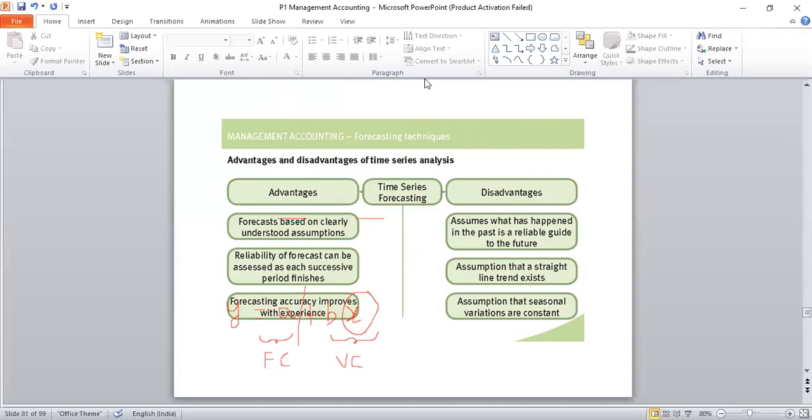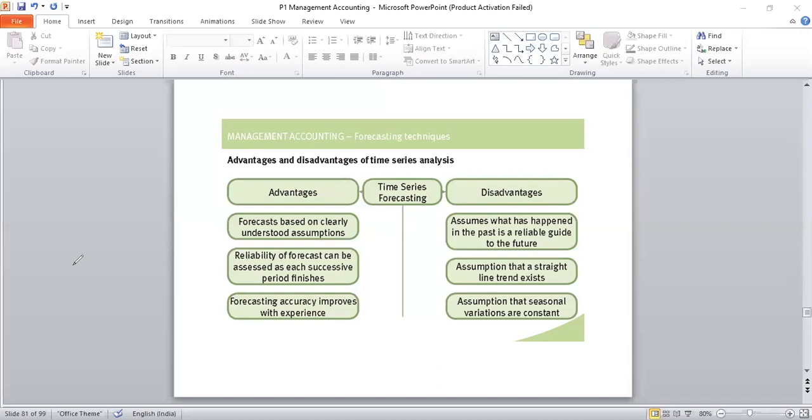So we also have the advantages and disadvantages of time series. The advantages are: forecast based on clearly understood assumptions. Reliability of the forecast can be assessed as each successive period finishes. Forecasting accuracy improves with experience.